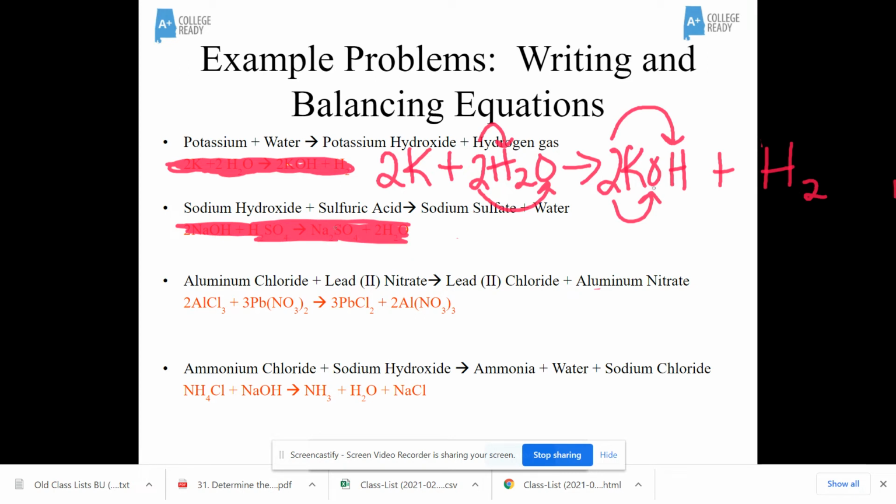So sodium hydroxide, what's the formula? NaOH. Sulfuric acid. What's the formula for sulfuric acid? It's got to have an H in front. We know that. Ic means it came from the polyatomic ion ending in ate, SO4, and SO4 has a -2 charge, so I need 2 hydrogens.